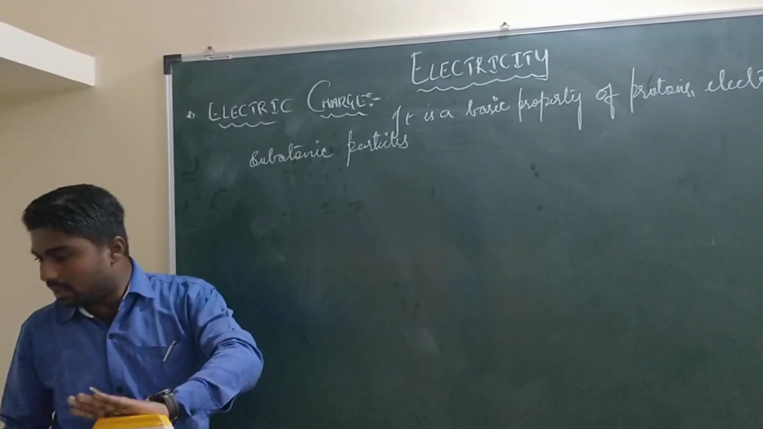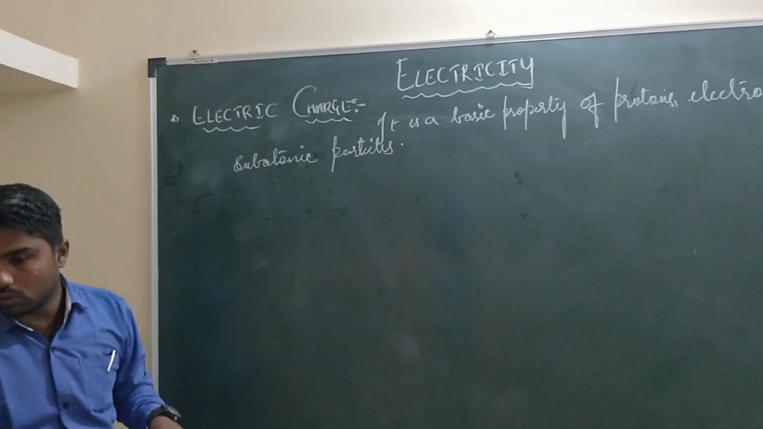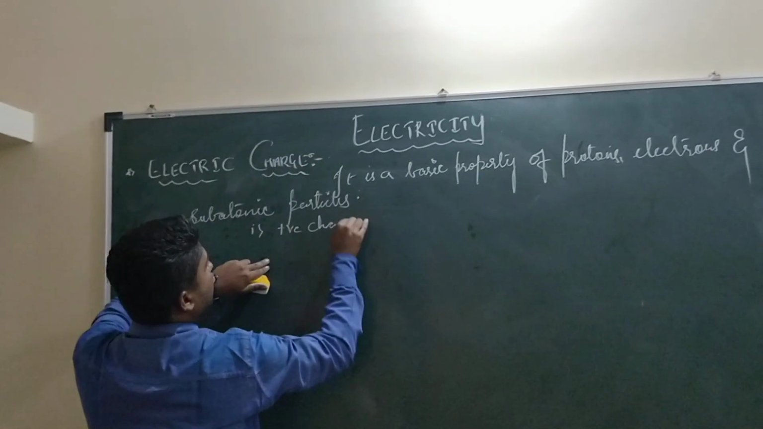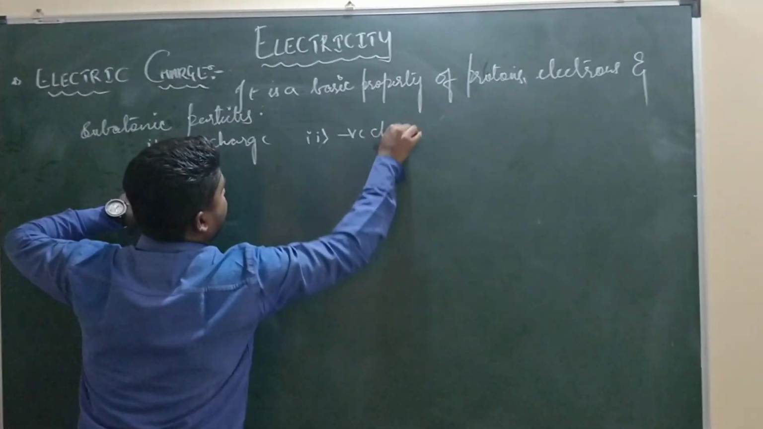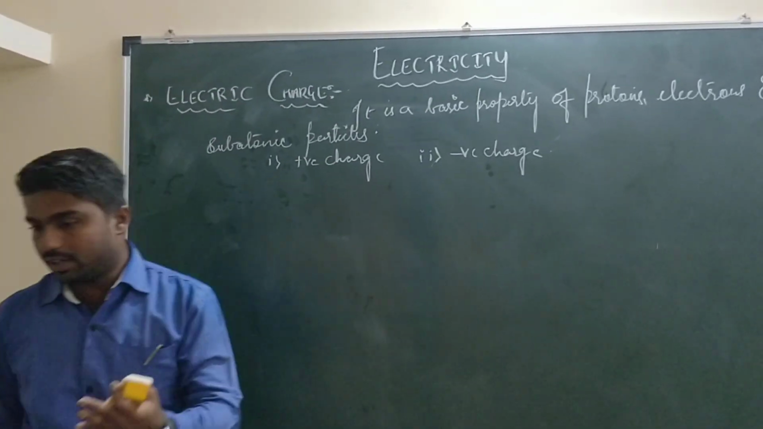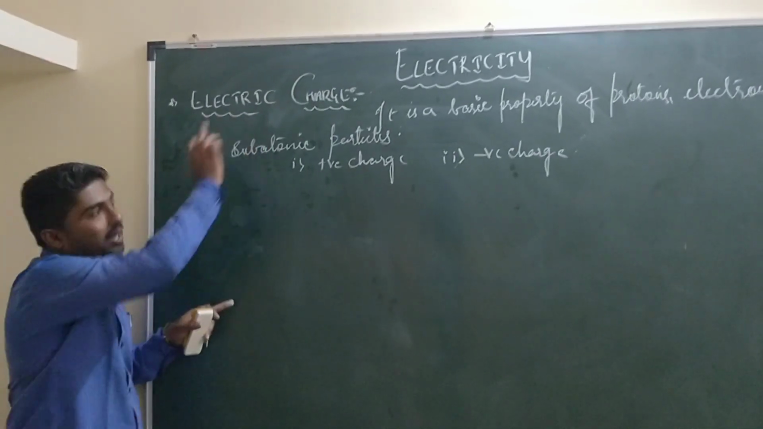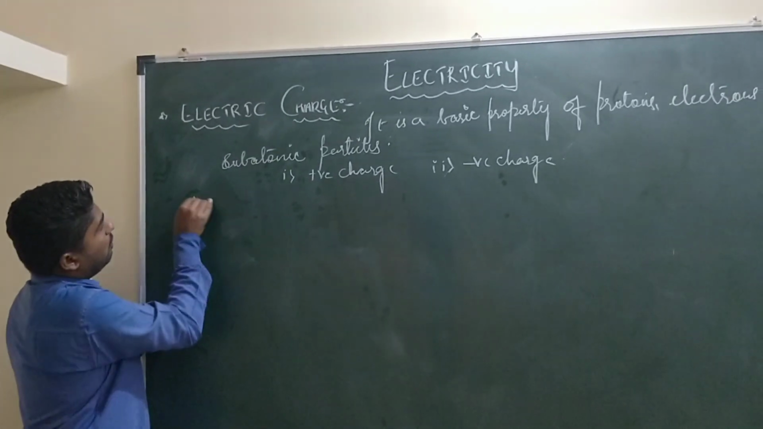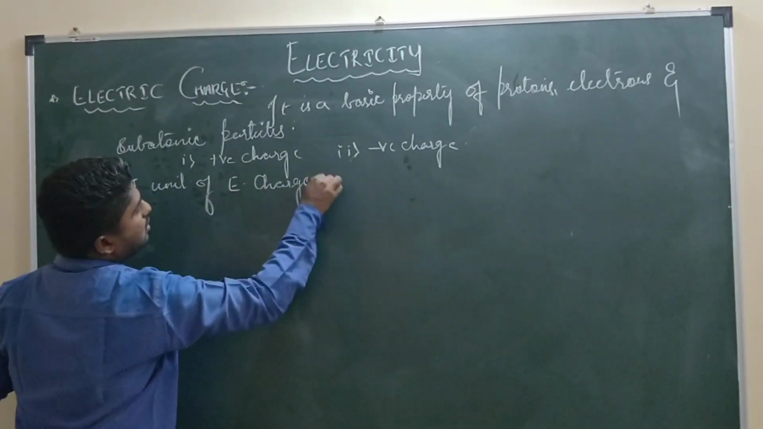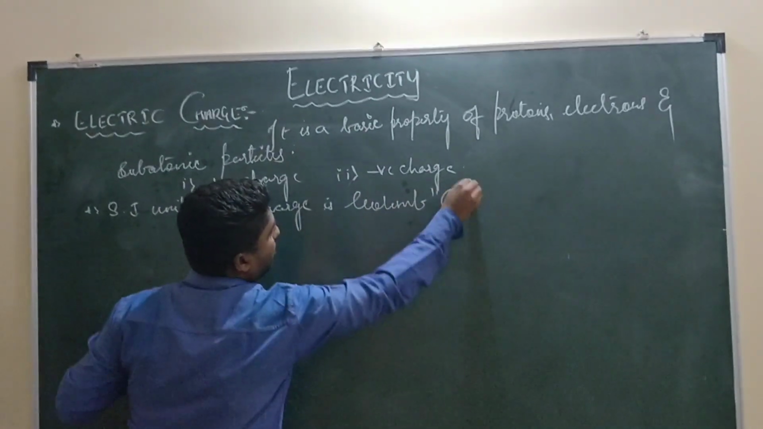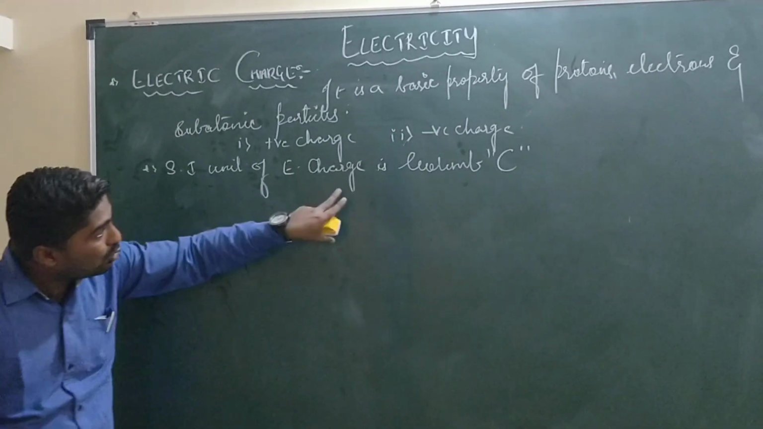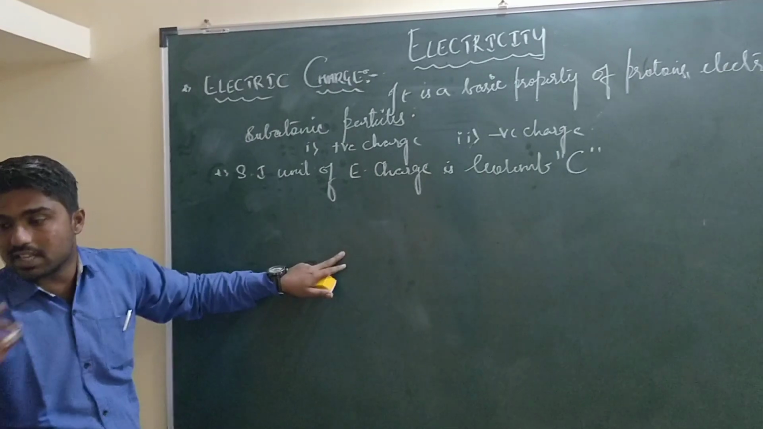What are subatomic particles? Some other particles. Now, there are two types of charges, which you already know. One is positive charge. The second one is negative charge. See guys, electric charge is a basic property. Now for electric charge, what is the SI unit? The SI unit of electric charge is coulomb and it is denoted by C. Guys, remember coulomb is the SI unit and it's very important. Just remember the SI unit of all.